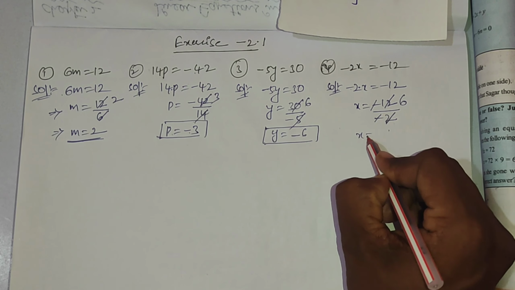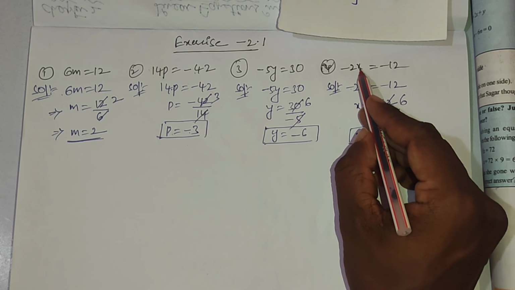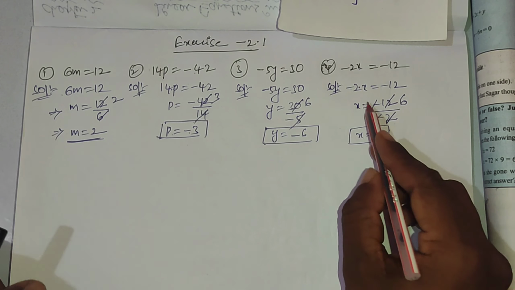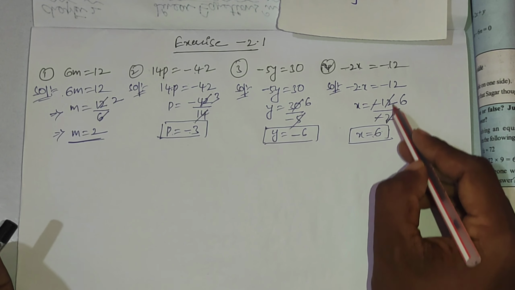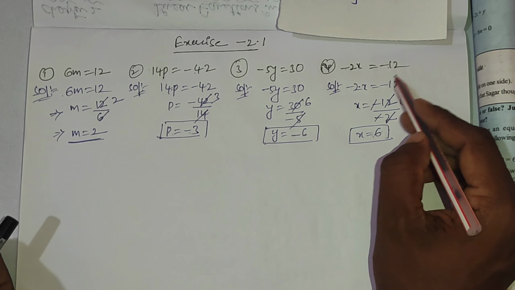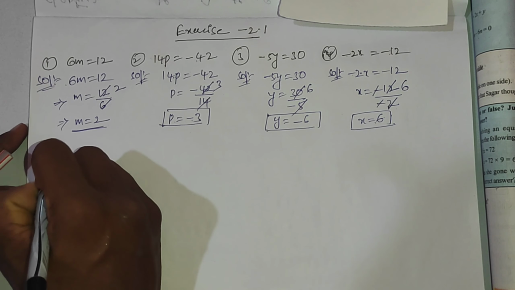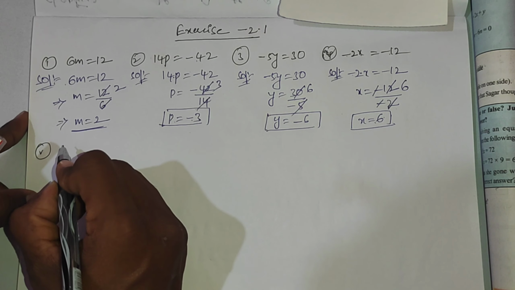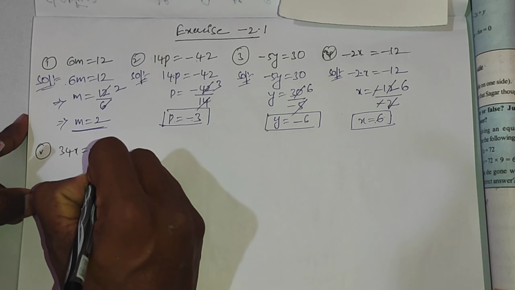Then x = 6 is the answer, right? So if you replace x with 6, how much do we get? Minus into plus becomes minus, and 2 sixes are 12. Yes, so x = 6 is the answer. Next, the fifth one. What is the fifth one? 34x = -51.